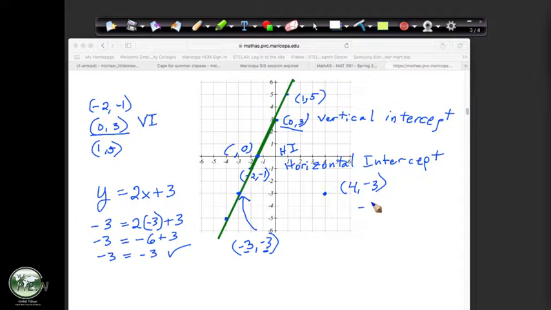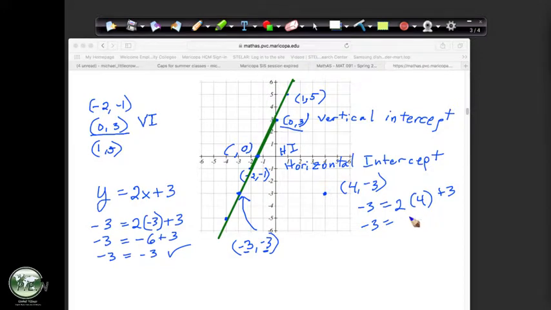So y is negative 3. It's not going to be satisfied. It's going to want a refund, right? It's going to send it back. And because we haven't looked at a point that doesn't satisfy an equation yet, I wanted you to look at that.